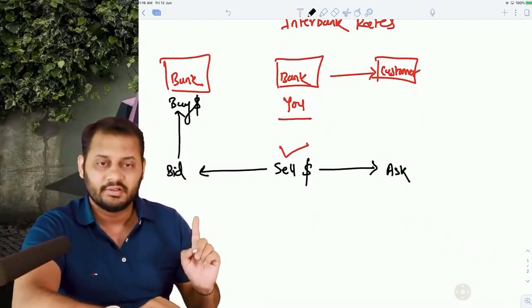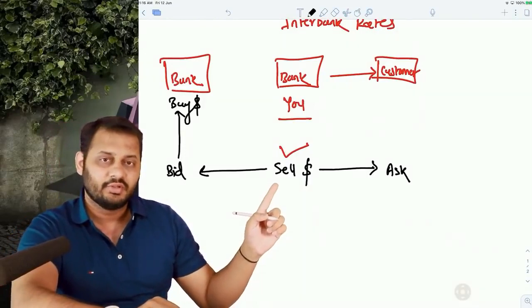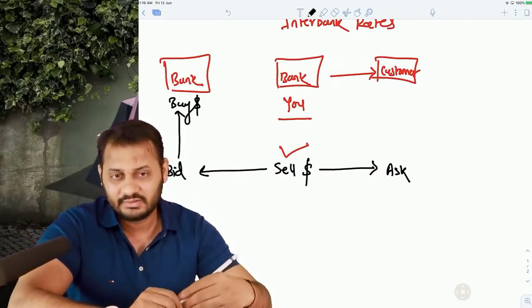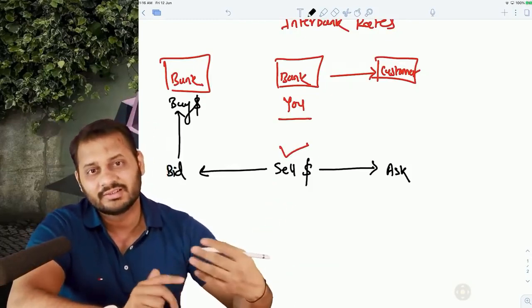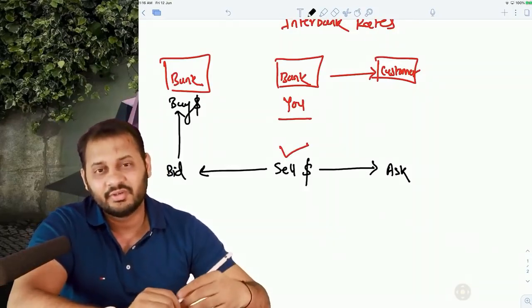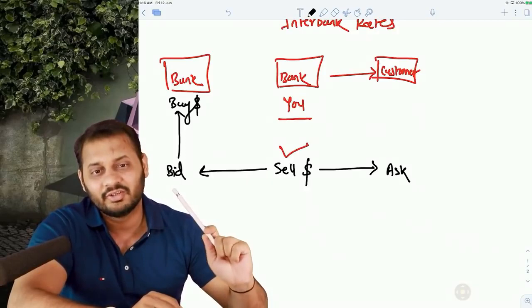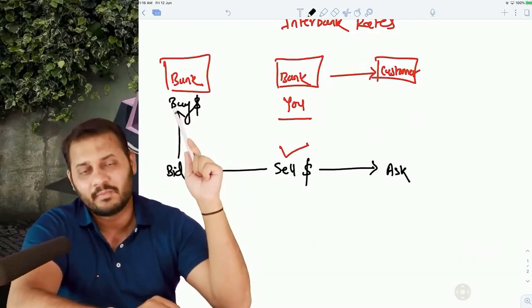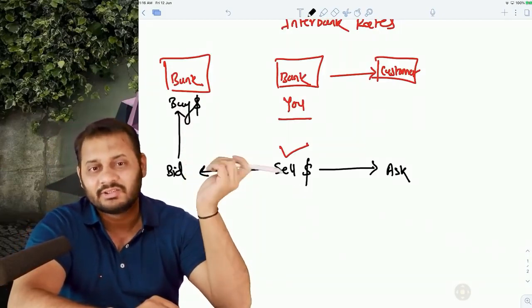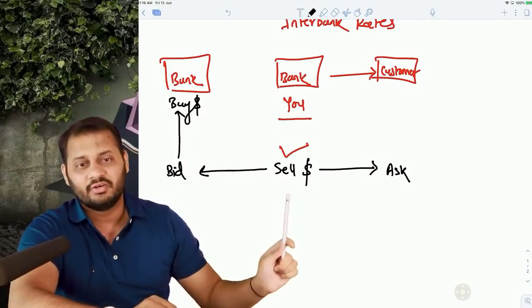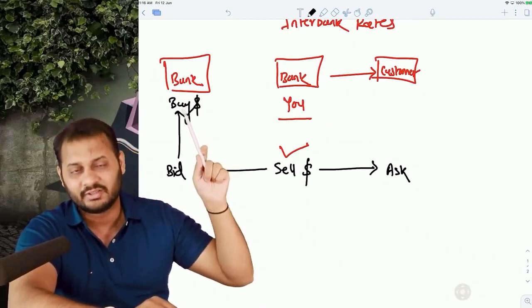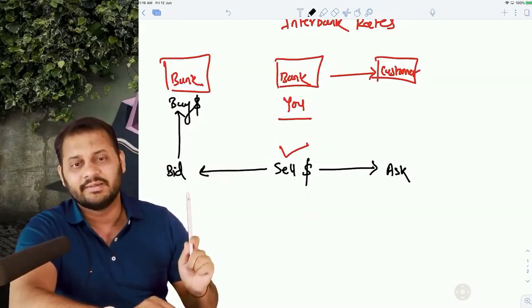Are you getting it? Do you understand the difference? Students make mistakes because of this reason. Sell dollar, ask rate, that's it, finished. They don't understand that this bank is buying dollars, not selling dollars, and the rates have to be interpreted from this bank's angle. So selling dollars to the customer, ask rate. Selling dollars to the other bank means that bank is buying dollars, and hence the bid rate.